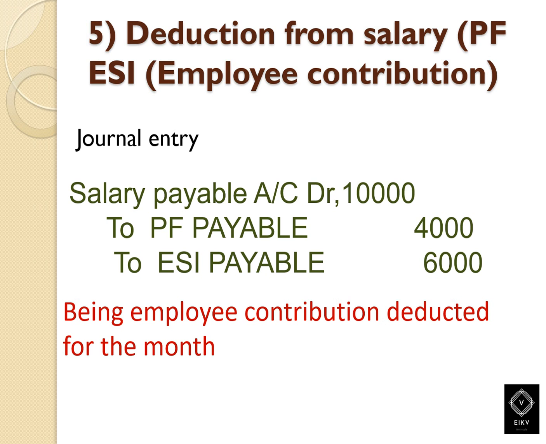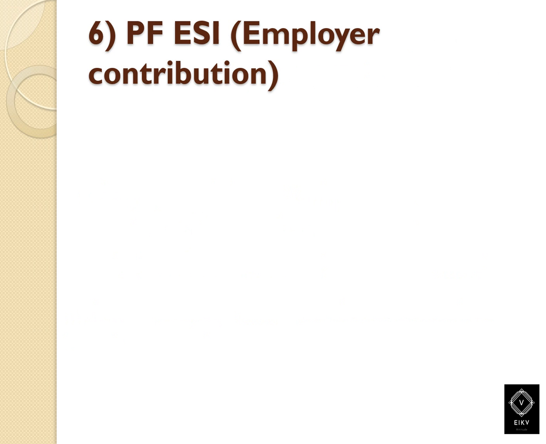Then the other accounts are PF payable and ESI payable. PF payable and ESI payable are current liability accounts, right? Yes. To increase a current liability account, we need to credit. Salary payable account debtor 10,000 to PF payable 4,000, to ESI payable 6,000. Okay.